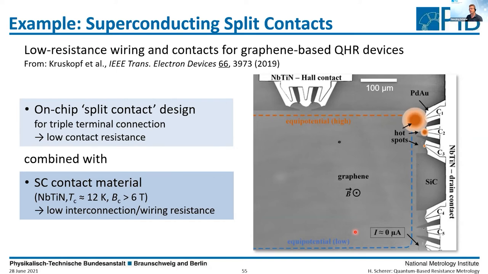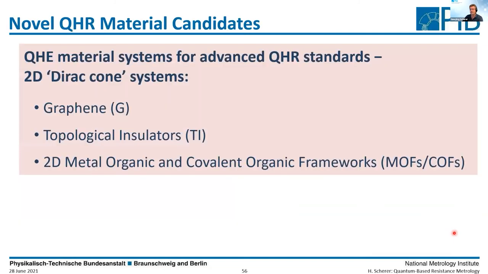This was an example for low wiring resistance on a graphene-based quantum Hall device. It uses, on the one hand, this split gate, split contact design, a micro representation of this multiple terminal connection, together with superconducting material. So in this example, niobium titanium nitride for the contacts, just as an example.